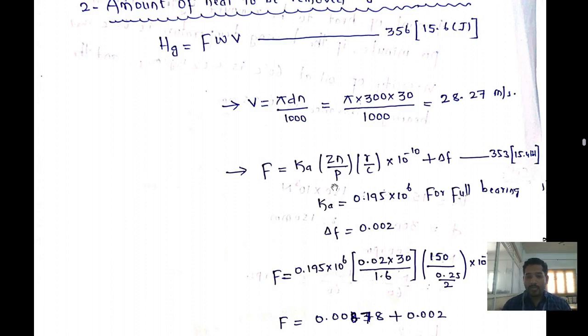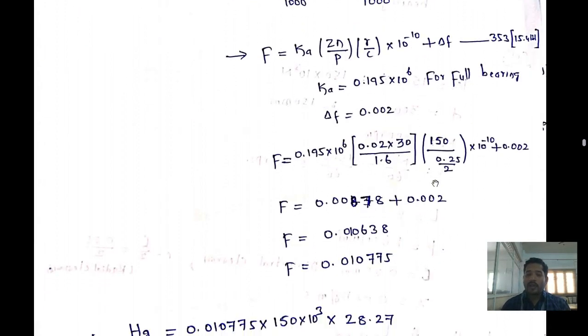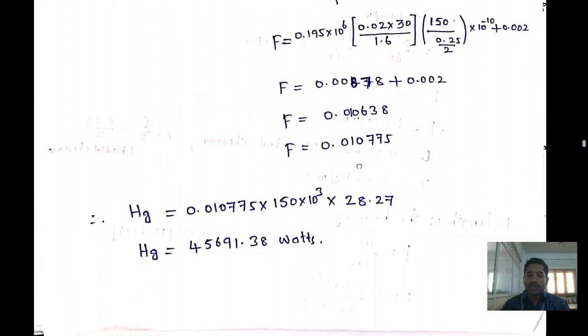So Z, the dynamic viscosity, is 0.02 and the speed is 30, by pressure, which is 1.6, into R, the radius, which is 150. This C indicates the radial clearance, C by 2 is 0.025 by 2 into 10 power of minus 10 plus delta FL, which is 0.002. If you calculate with the help of a calculator, then you will get the coefficient of friction value as 0.010775.